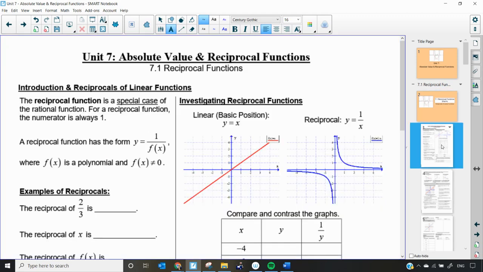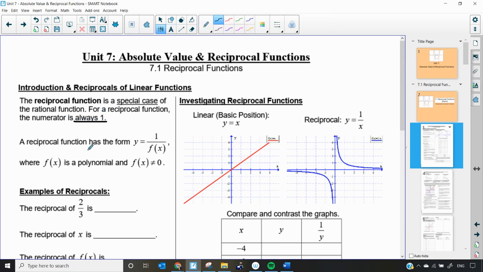So again, today we're looking at reciprocal functions. And before we get into the specific function, it's important that we do a little bit of background work to make some connections. First of all, the reciprocal function is just a special type of rational function. The unit that we've just finished was on rational expressions and equations. And if you remember, when we have a rational function, basically we have a rational expression or a fractional expression where we would have variables in either the numerator or the denominator or both. And so for a reciprocal function, the numerator is always 1.